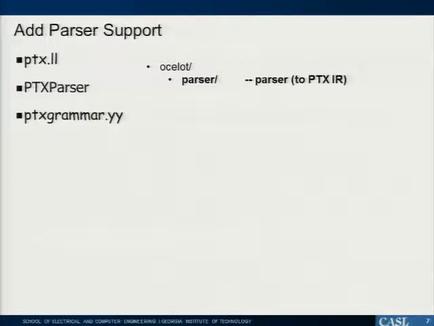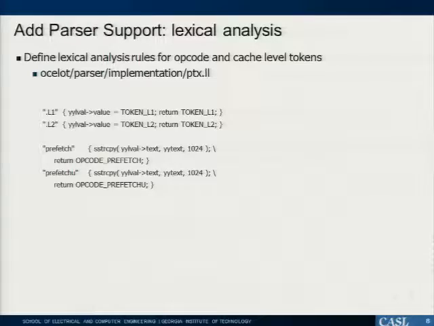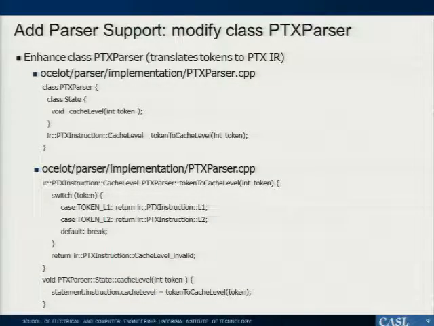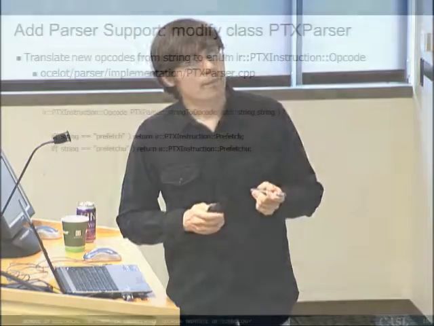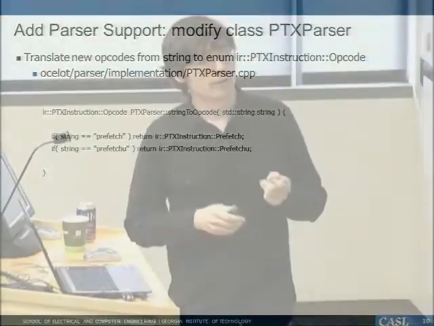So once the IR can actually store the new instruction, we add parser support, which means modifying the lexer, modifying the grammar, and then modifying this PTX parser class, which builds up the instruction as it's being parsed. We add the new tokens, .L1 and .L2, add the new opcodes to the PTX lexer, and modify the PTX parser to take the new tokens and translate them into the PTX IR. Do the same for the cache level. This also translates a string representation to the new opcodes.